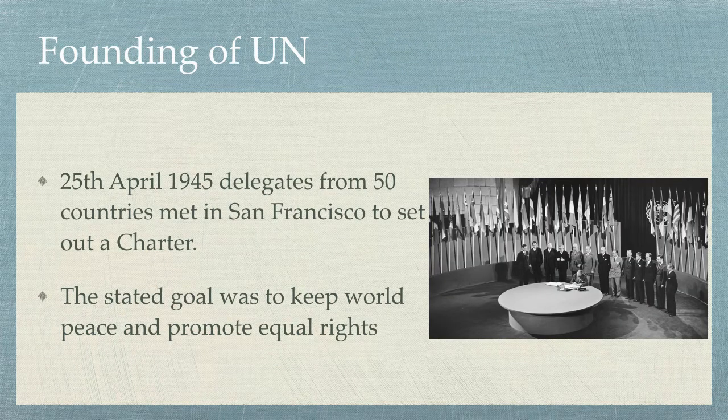On the 25th of April in 1945, delegates from 50 countries met in San Francisco to set out a charter, or the rules for the UN, which was drawn up within 2 months of the meeting. The UN came into being officially in June of 1945, with the stated goal being to keep world peace and to promote equal rights, and also to develop friendly relations between nations.